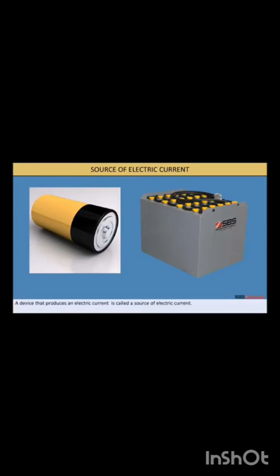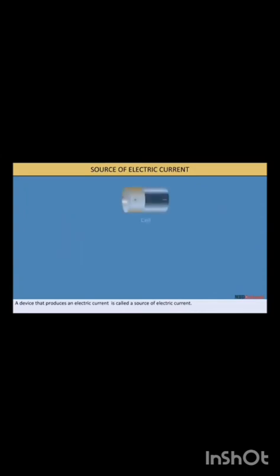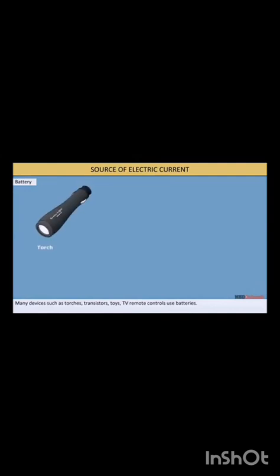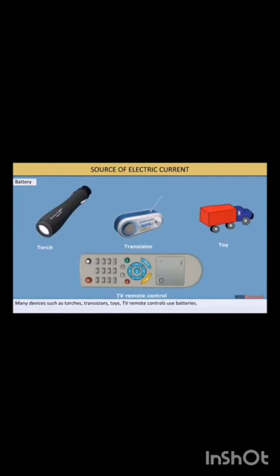Source of electric current. A device that produces an electric current is called a source of electric current. Example, cells, batteries, etc. Battery. When two or more cells are used to draw an electric current, the combination of cells is called battery. In battery, the positive terminal of one cell is connected to the negative terminal of the next cell. Many devices such as torches, transistors, toys, TV remote controls use batteries.